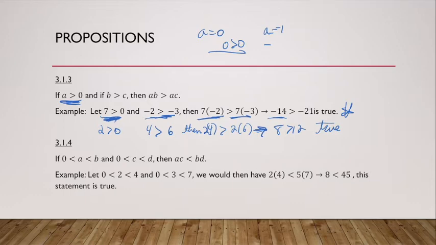Let's take a look at proposition 3.14. If 0 is less than a is less than b, and 0 is less than c less than d, then ac has to be less than bd. So let's take a look at this example. 0 is less than 2 and less than 4, and 0 is less than 3, which is less than 7. So 2 times 4 is less than 3 times 7, so 8 is less than 21, which is a true statement here. Sorry about the typo.